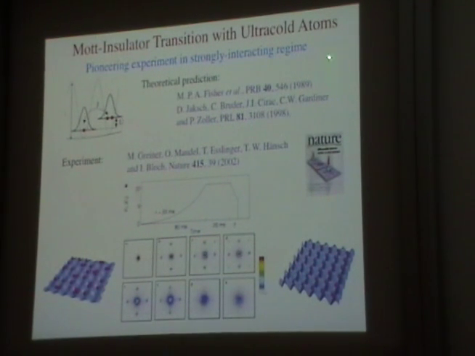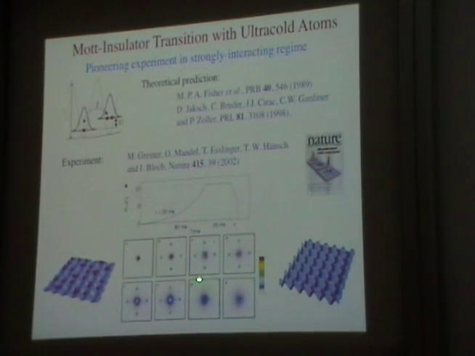And so this was used to actually probe what's called the Mott insulator transition with ultracold atoms. As I mentioned, the Mott insulator transition was predicted based on this Bose-Hubbard model by Fisher and colleagues back in 1989. And then in Peter Zoller's group, they did the calculation for ultracold atoms in an optical lattice. But the real breakthrough came in 2002 with the experiment out of Hänsch's group, where they actually did this by taking the Bose-Einstein condensate and putting it into a three-dimensional optical lattice.